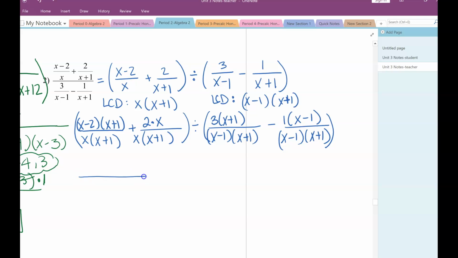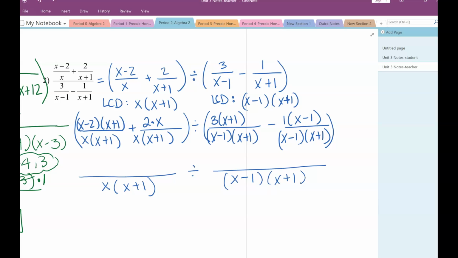Now, denominators are the same. So we should write them all over the denominator of each. This denominator is x times x plus 1. This denominator is x minus 1 times the quantity of x plus 1. Okay. What should we do now? Distribute. Let's rock and roll.